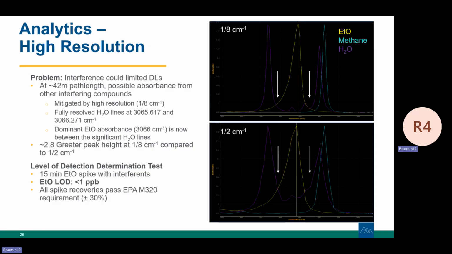I zoom in a little bit more on this. It's a little hard to see, but I put these arrows in, and this really just shows that once you go to the higher resolution, there actually is water in this area, but that water drops down and we're able to get almost 3 times greater peak height compared to the 1/2 wave number, to get that really good limit of detection. As of today, we are looking at less than 1 ppb, so we can meet that standard in that 15-minute time frame.